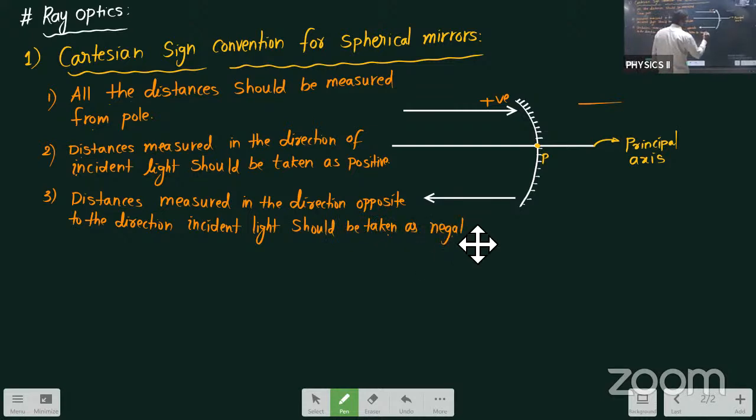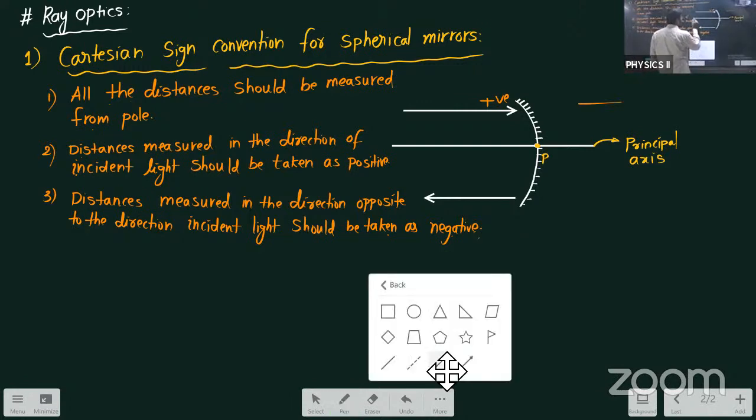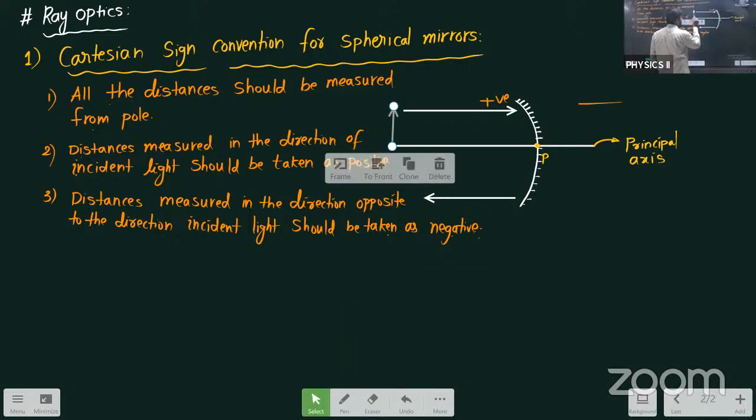So what are the things that we have discussed? We are left with only one single point. Always we should measure the distance from the pole. If we are measuring the distance along the direction of incident light, we should take it as positive distance. If we are measuring the distance opposite to the direction of incident light, we should take it as negative distance. Third one, if we are measuring the distance above the principal axis, this is the principal axis.